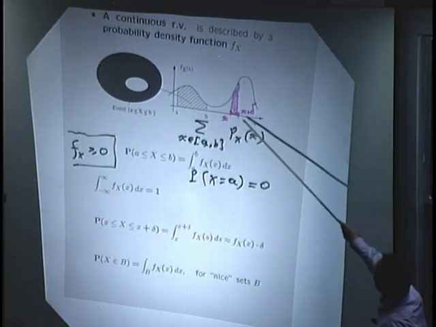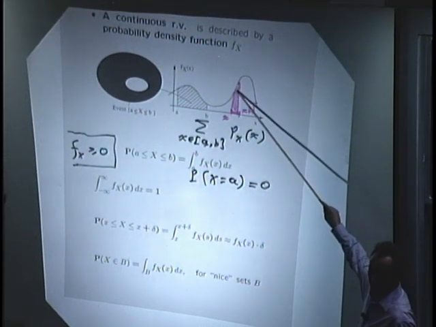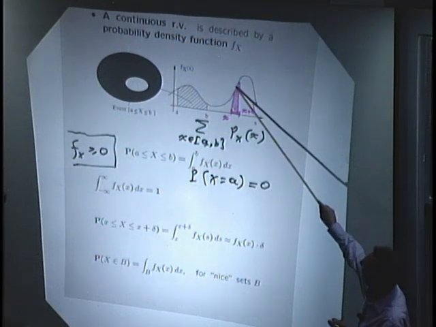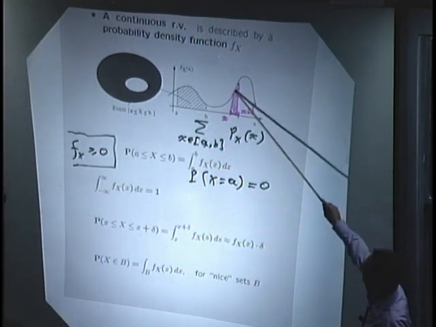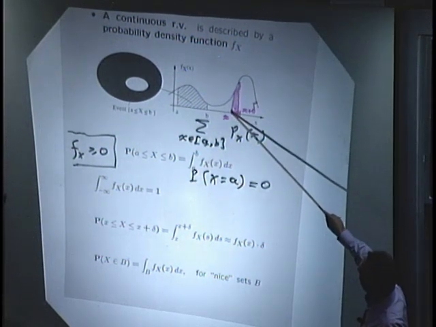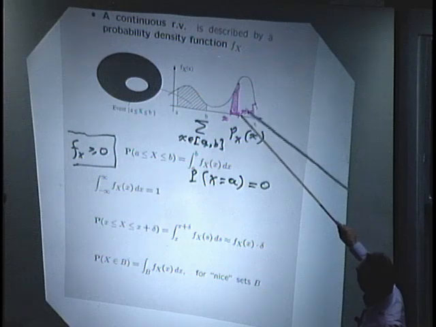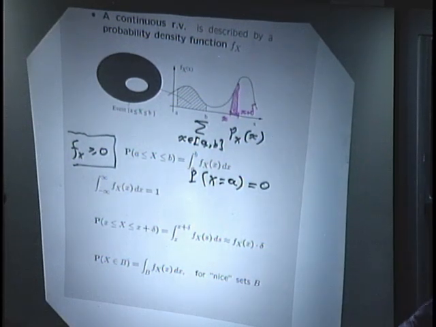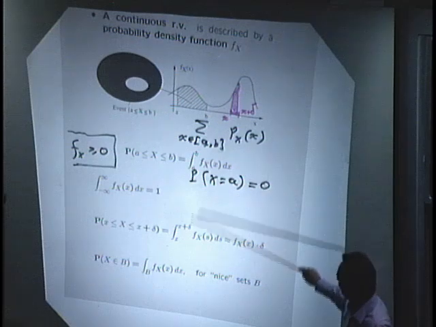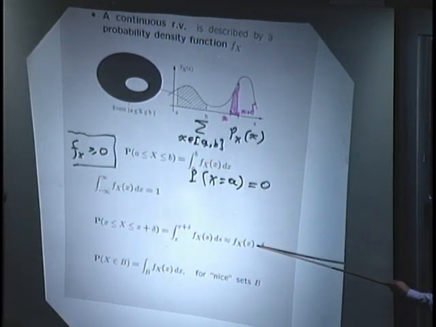If delta is pretty small, our density is not going to change much over that range. So you can pretend that the density is approximately constant. And so to find the area under the curve, you just take the base times the height. And it doesn't matter where exactly you take the height in that interval, because the density doesn't change very much over that interval. And so the integral becomes just base times the height.